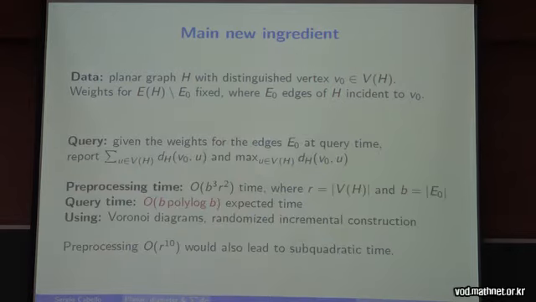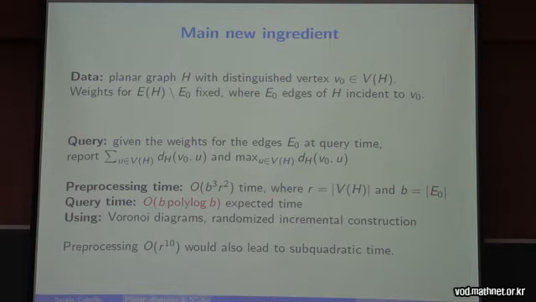Okay, so this is the data I have, and this is the query. This is the same as before. So we explained how to do this in pre-processing time b cubed times r squared, where r is the number of vertices in the graph and b is the number of boundary vertices. So this is a running time that is very high.